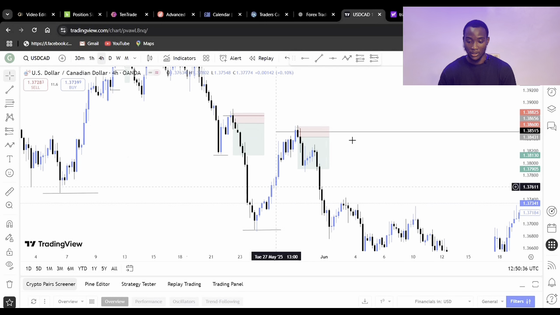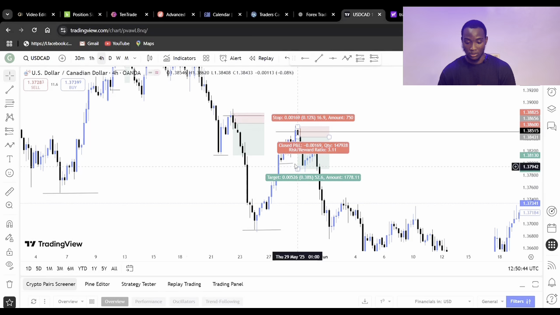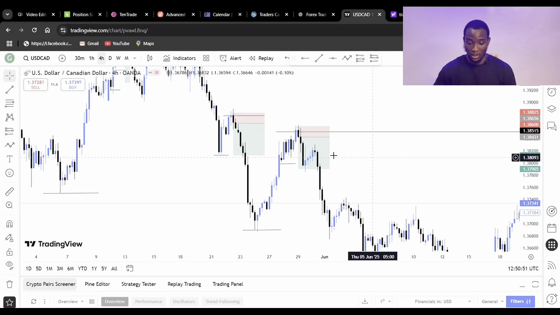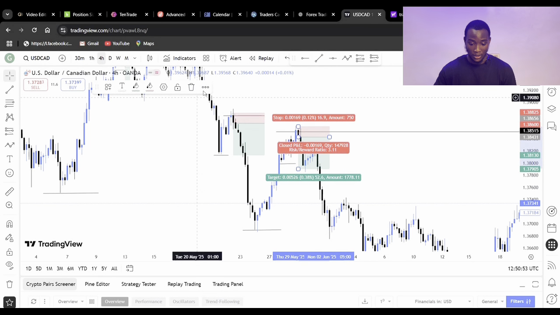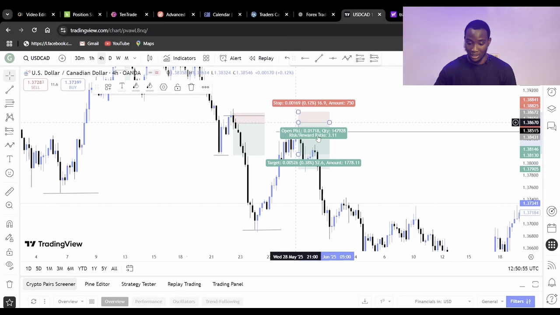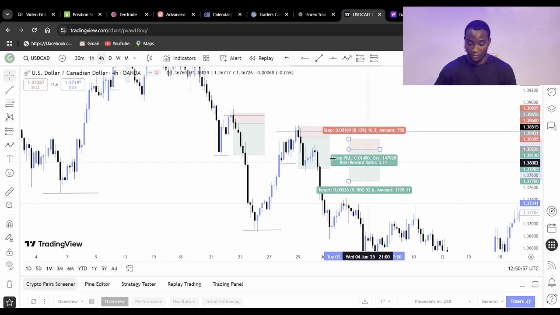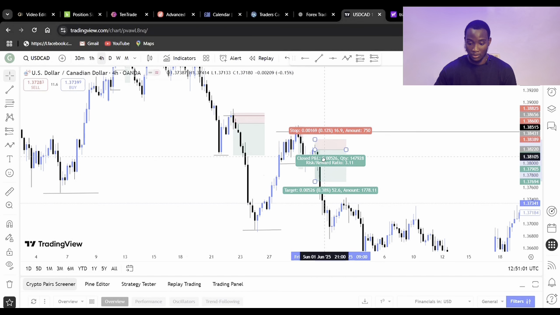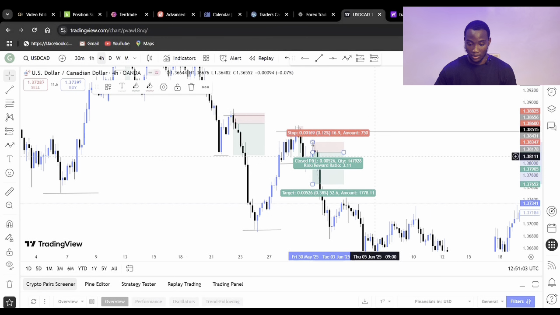So this is another 1:3. You just put it below this zone here. So this is how it is. Get your 1:3, you get out. You can still use this zone again as well, provided the market is on the downtrend. Only when the market is on the downtrend can you still use this zone again. 1:3, you get out.